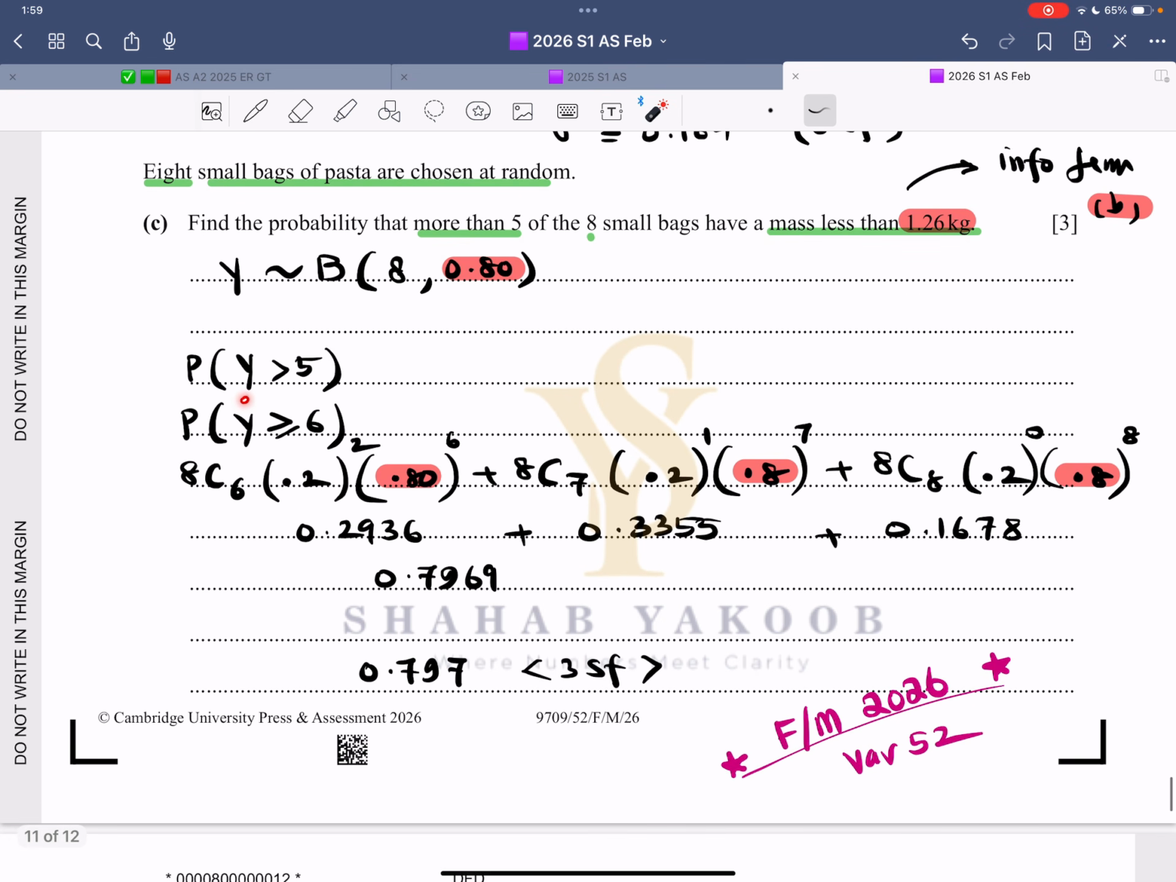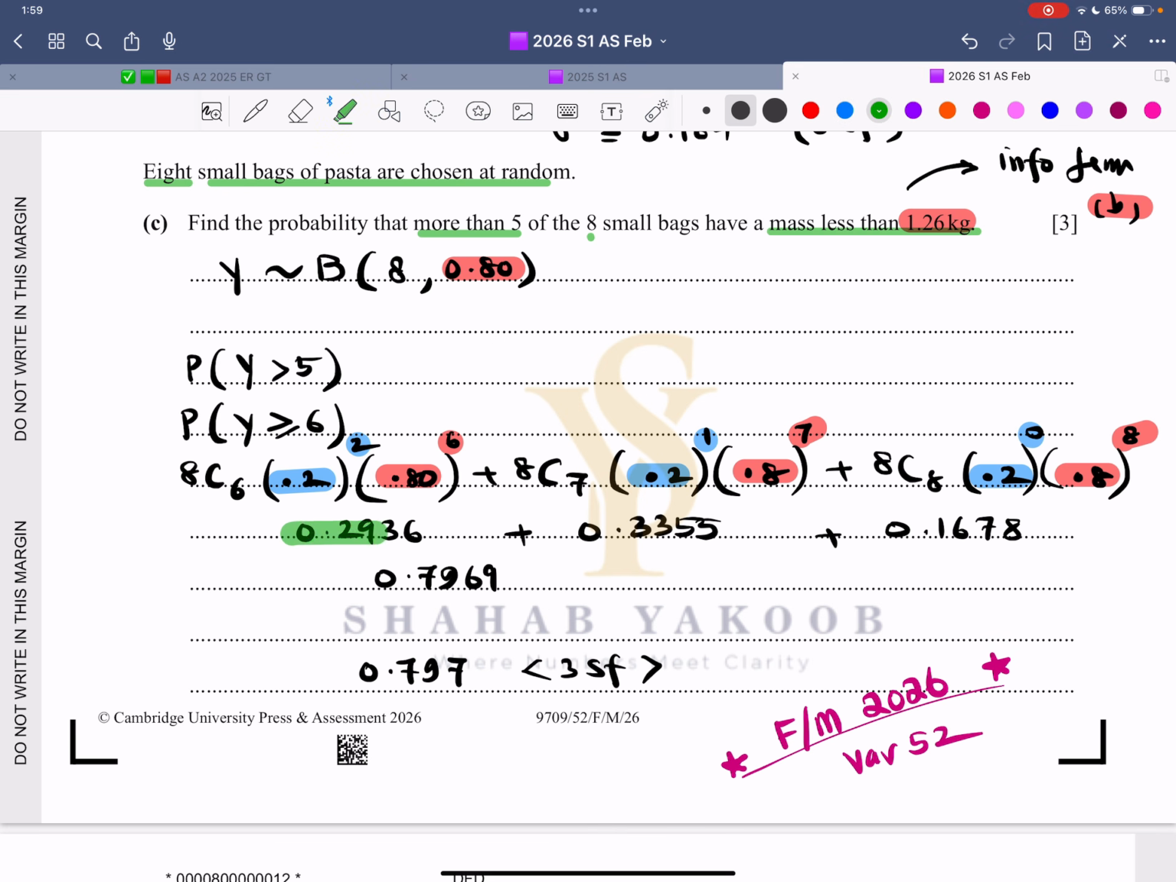So probability Y greater than 5. 5 is not inclusive. Y greater than or equal to 6. That is 8C6, 8C7, 8C8. And this is success raised to the power of 6, success raised to the power of 7, success raised to the power of 8. Failure probability raised to the power of 2, failure probability raised to the power of 1, failure probability raised to the power of 0.